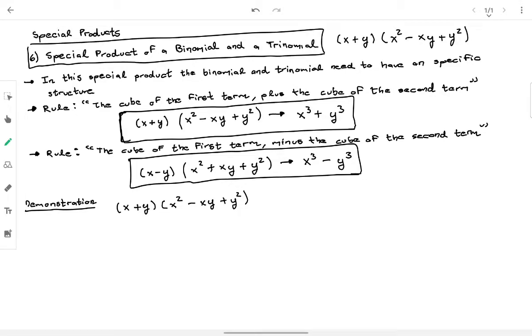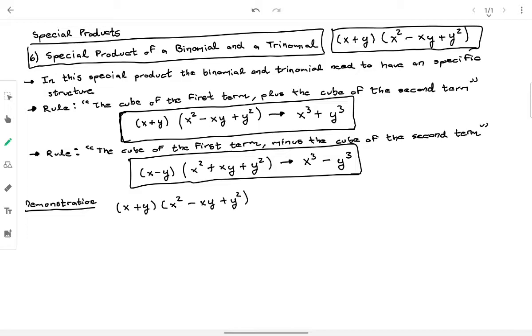We are going to review another special product. It's called a special product of a binomial and a trinomial, something like we have here. In this specific one, it's very important that we have a specific structure. So we need to see if the structure is correct for doing this special product, because it's not for all binomials with a trinomial. It's for a specific binomial with a trinomial.